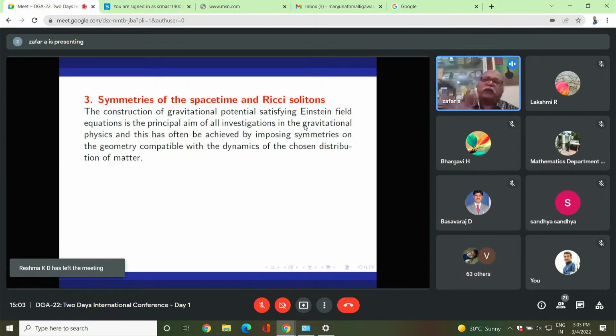So on the left hand side we have the geometry. Rij is a geometric object, and of course gij is a geometric object. R is also a geometric object, the Ricci scalar. So on the left hand side of the Einstein equation we have the geometry, and on the right hand side of the equation we have the physics. So if the distribution of matter is compatible with the geometry, then we get a certain type of symmetry. So this is roughly the idea of symmetry.